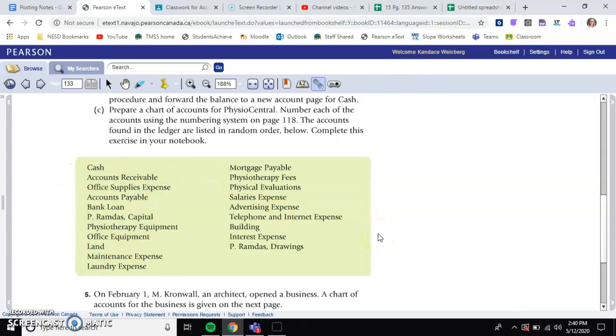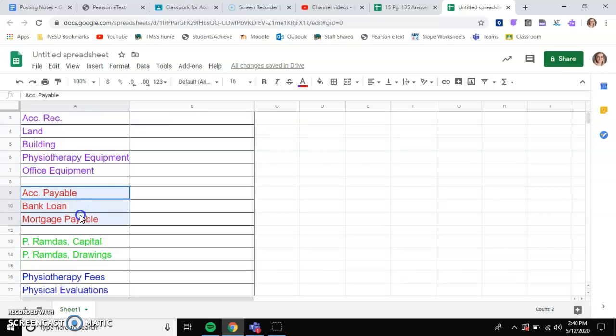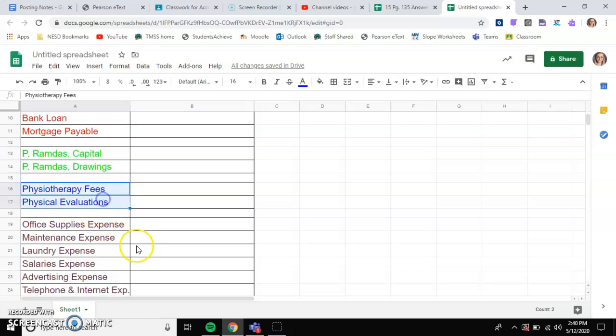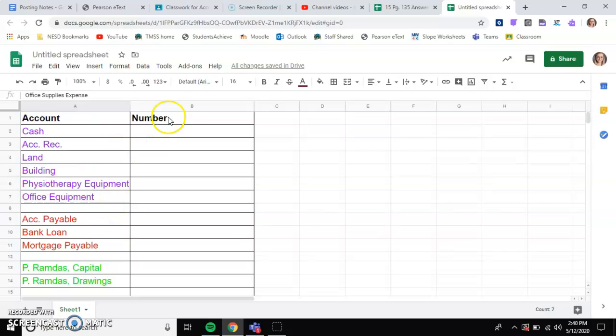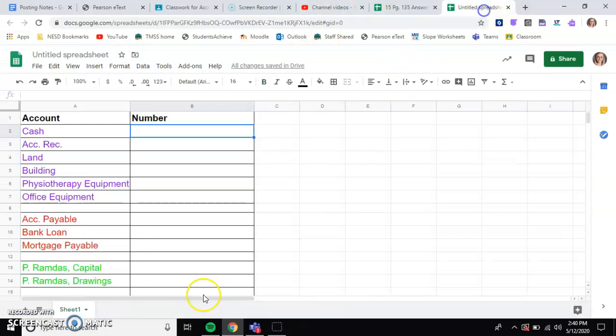So I need to organize them and put assets first, and then liabilities, and then owner's equity, revenue, and expenses. So I did that before clicking into this video, and I made all my assets purple, all my liabilities red, my owner's equity green, my revenue blue, and my expenses in a darker purple. And I separated them with a space there. So going back to this, I used all of those accounts already. I put them in here.